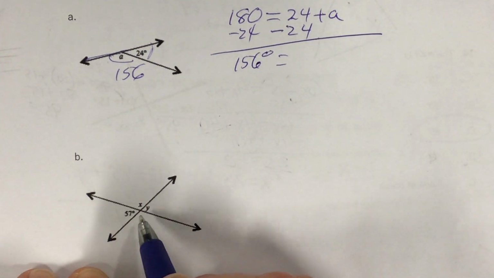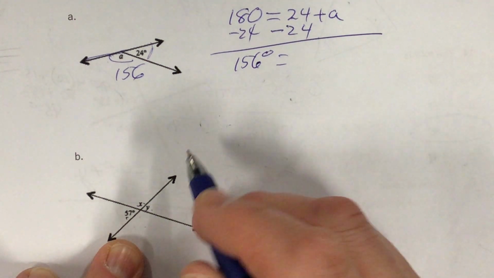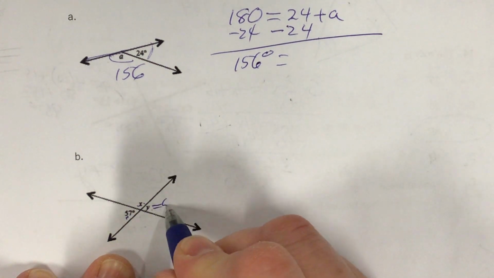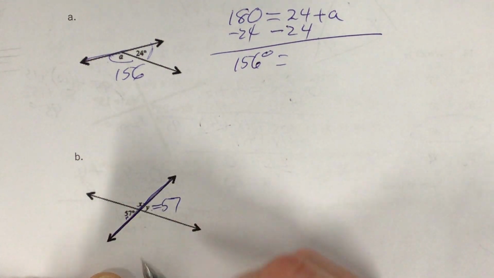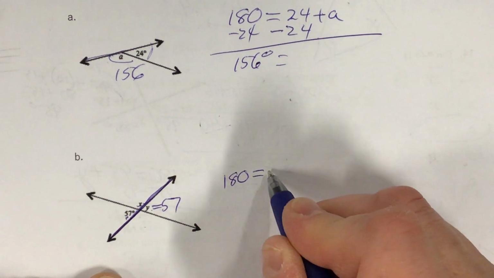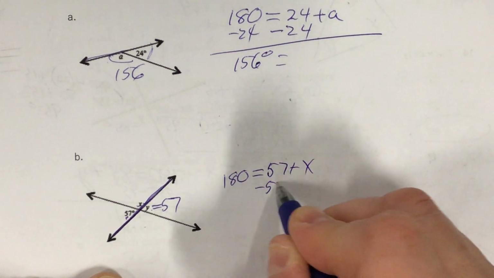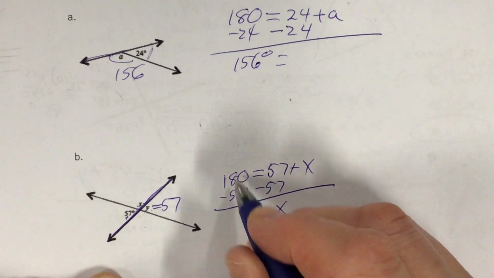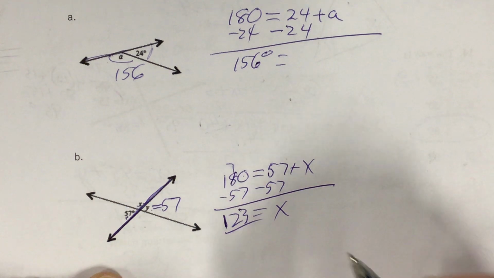Letter B, we know this is X, that's Y. It feels like I did something similar to that before. Okay, I know this is 57. A vertical angle is always the same, so this is 57. I know this straight angle right here, 180 degrees, should equal 57 plus X. If I subtract 57, X equals 123 degrees. There you go.